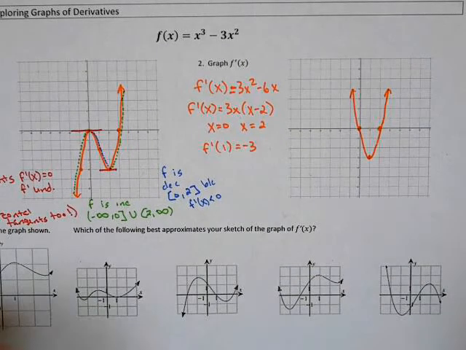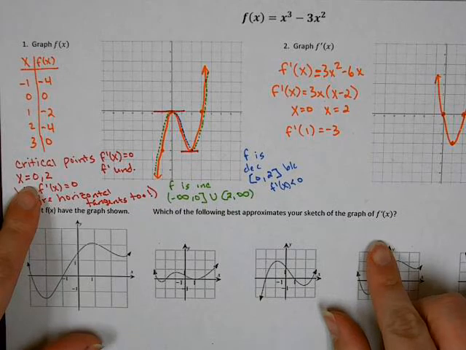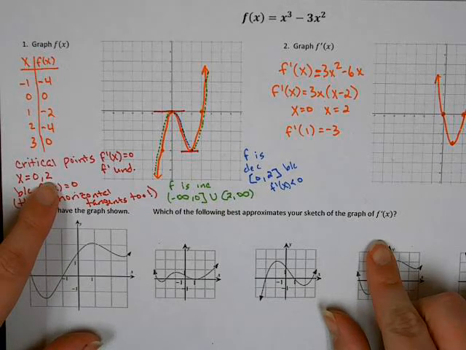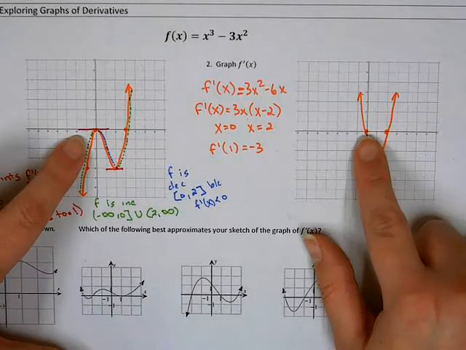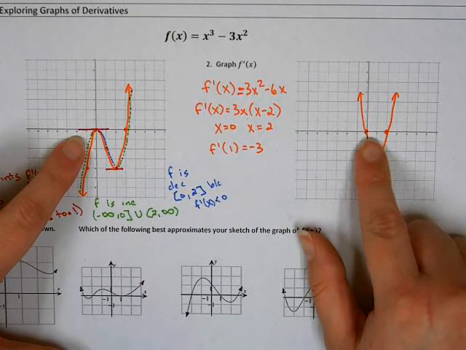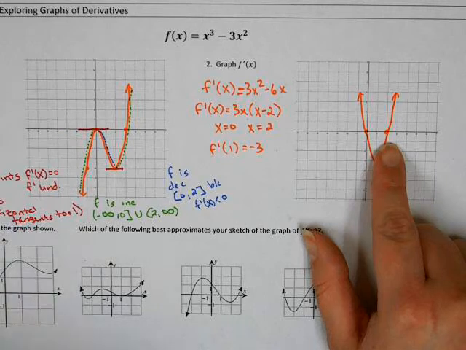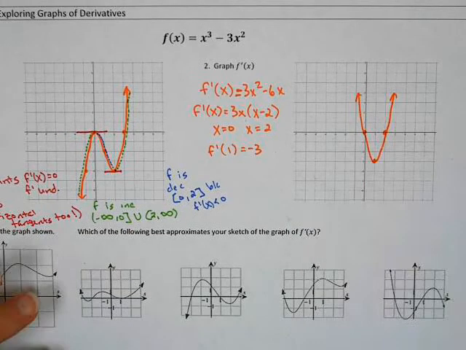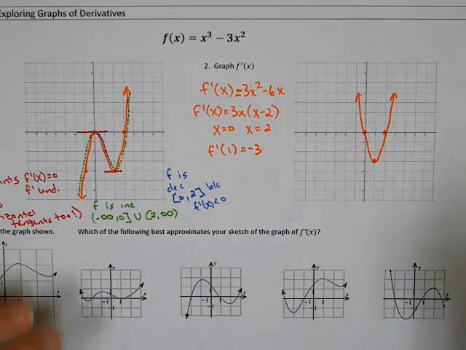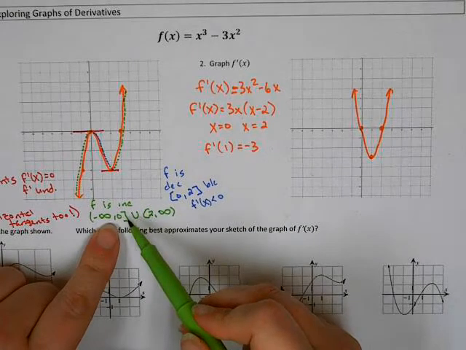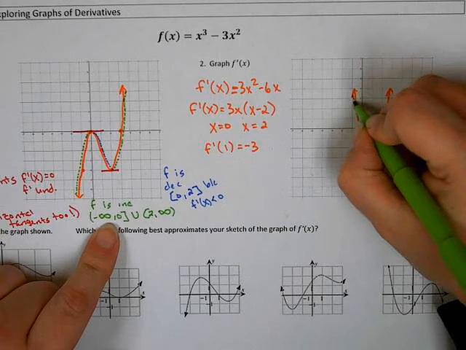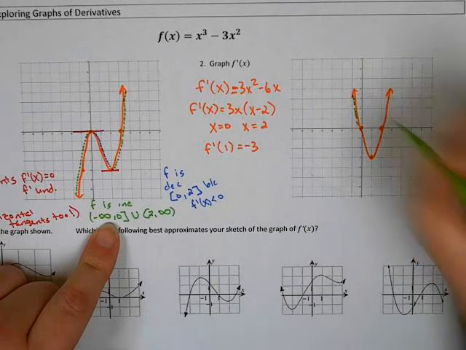And if we look, we said that our critical points were at 0 and 2 on our original function. Well, 0 and 2 are the x-intercepts on my graph of f prime. That makes sense. That's exactly what it's supposed to be. And take a look at your intervals of increasing and decreasing. We said that f is increasing from negative infinity to 0. Hey, look, f prime is positive from negative infinity to 0.